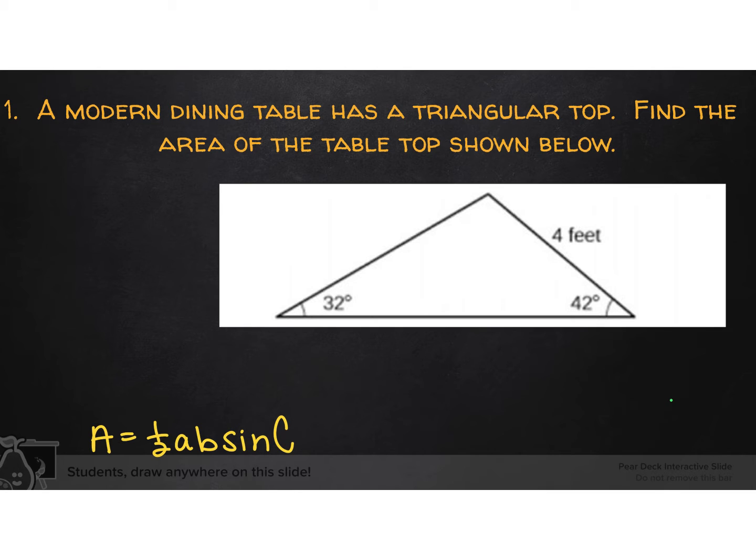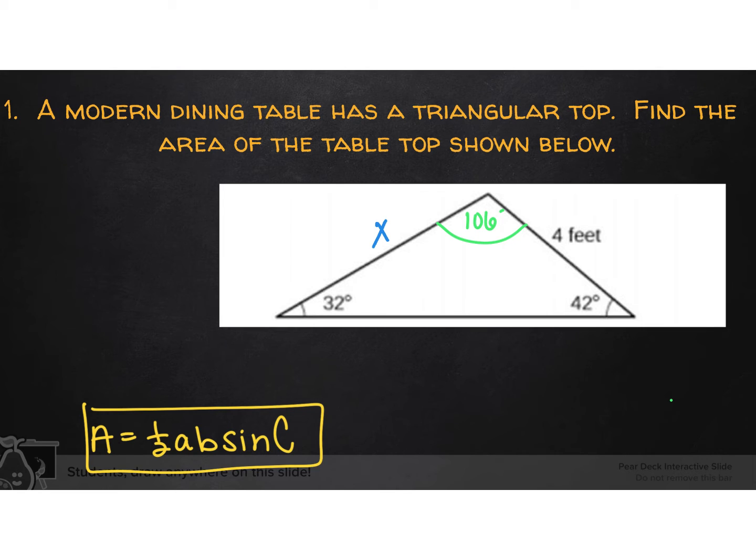So let's figure out SAS so we can actually use the trig formula. To do that, we do need this angle, right? 180 minus 32 minus 42. So we could do SAS with this angle, or we could do SAS with any of the other angles. It's just going to determine what side we're going to find. So why don't we solve for this side?